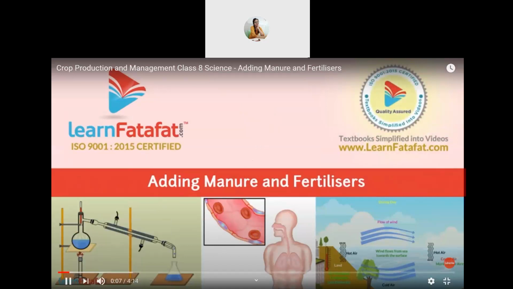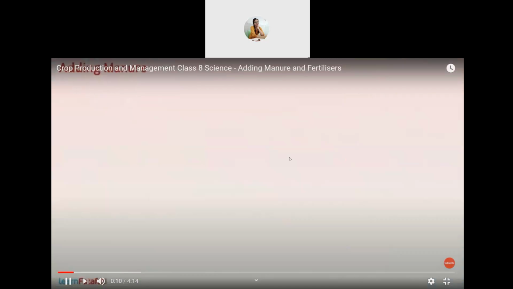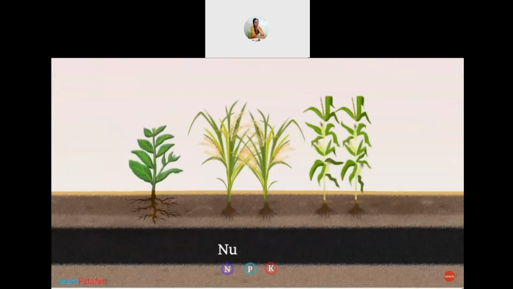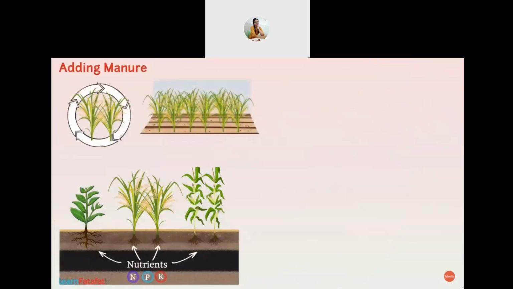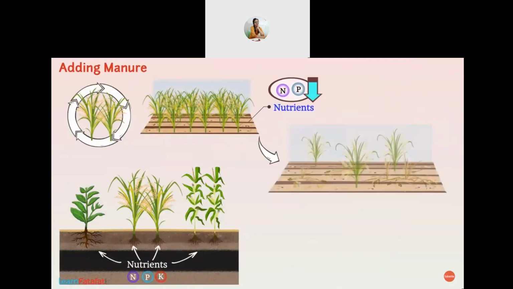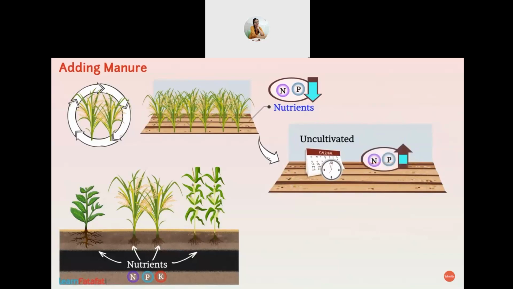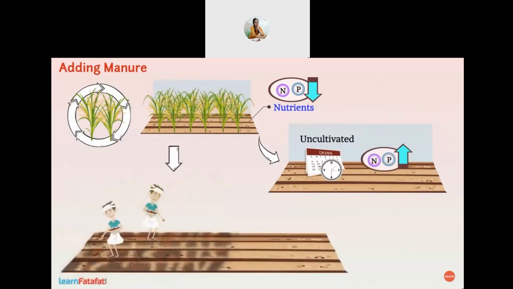Adding manure and fertilizers. Adding manure. Plants need nutrients for their growth. These nutrients are obtained by plants from the soil. If the same crop is taken on the same land one after the other, then it reduces certain nutrients from the soil, due to which the crop production reduces. In such a case, if land is left uncultivated for some time, then these can be replenished, that is, become available again. One more method to ensure nutrients in the soil is by adding manure.